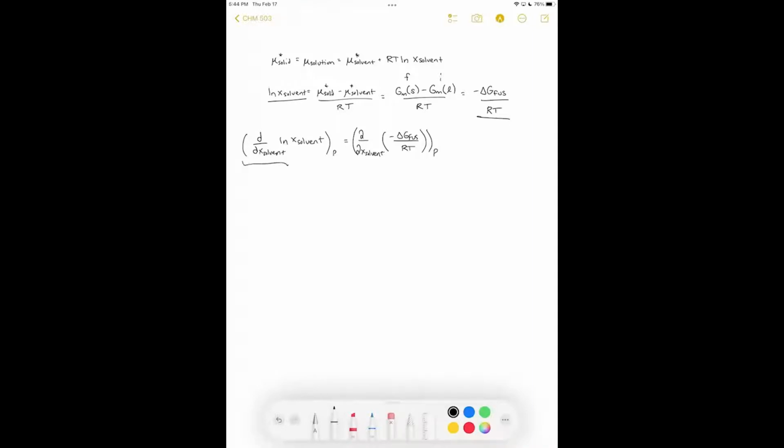This is a pretty easy derivative here. The derivative with respect to X of the natural log of X is simply 1 over X. But what do we do with this guy over here? Well, we're going to use the chain rule.